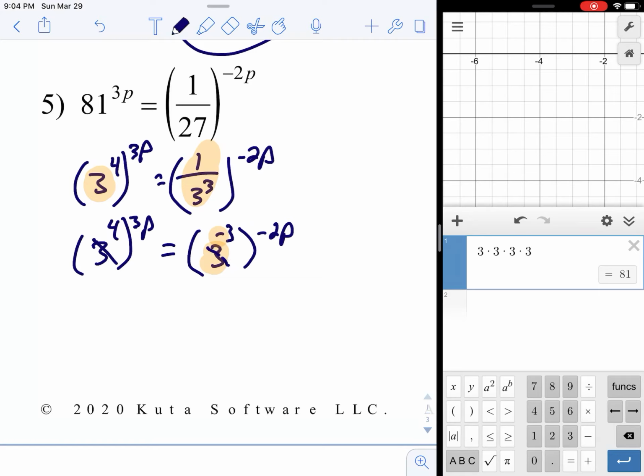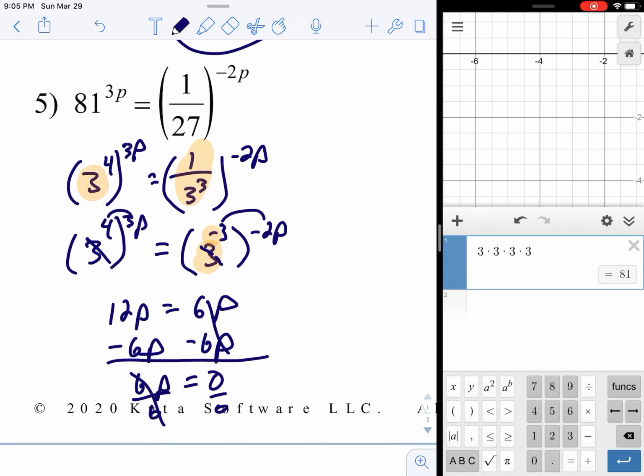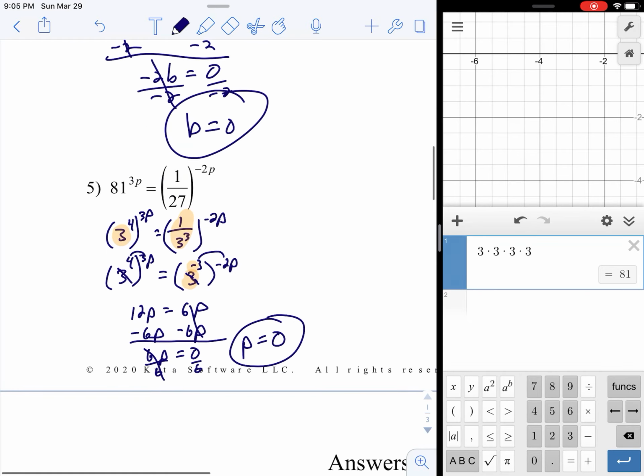So the bases cancel. Over here, I get 12p. Over here, I get 6p. Ooh, that's interesting. Then I get my like terms together. I get 6p equals 0. When you divide by 6, p equals 0 is the answer.